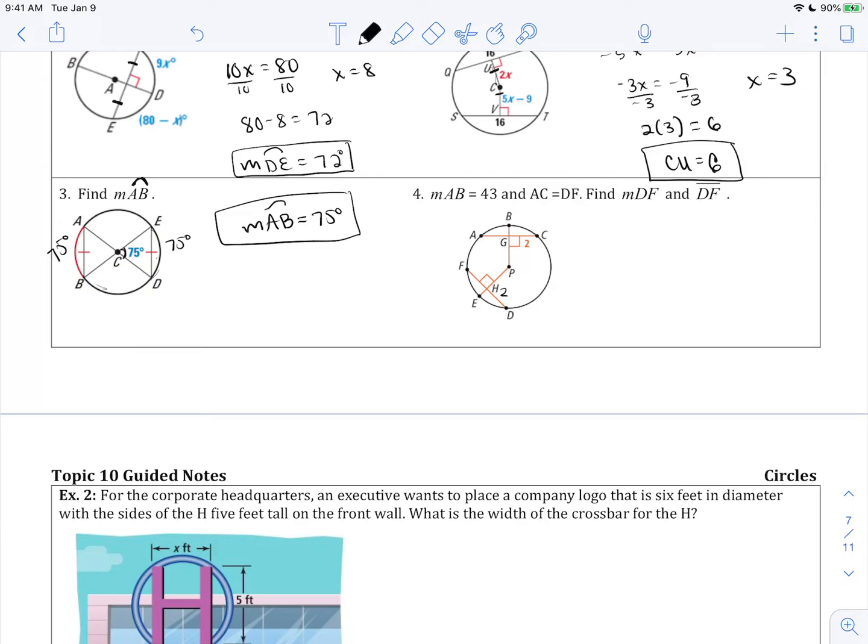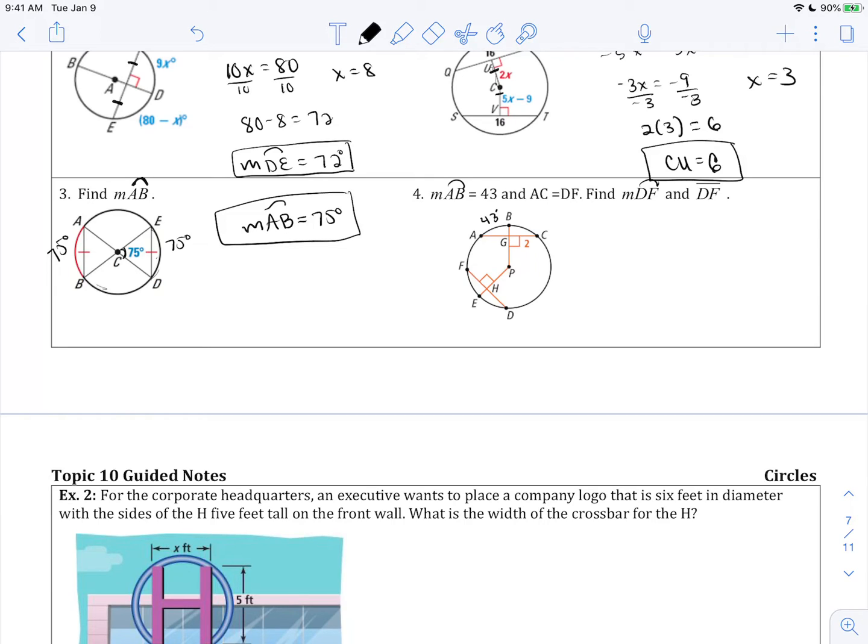Right. The measure of arc AB is 43 degrees. All right, so when I label that on here, that's 43 degrees. AC equals DF, okay? So AC equals DF. So find the measure of arc DF and find the length of DF.